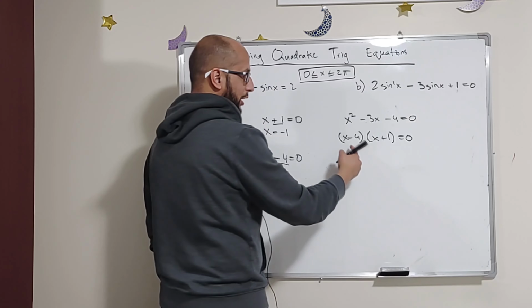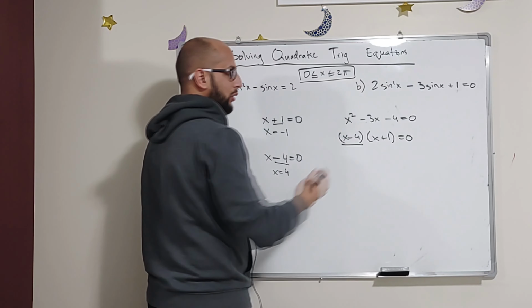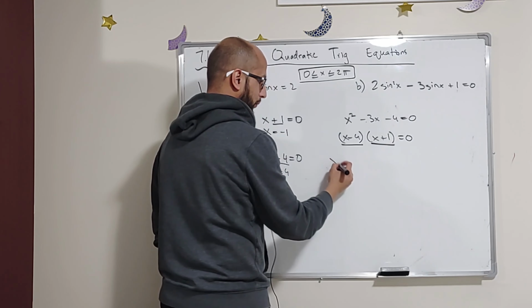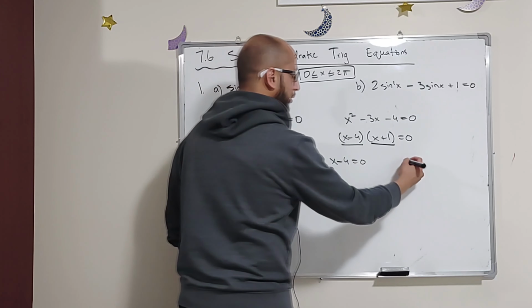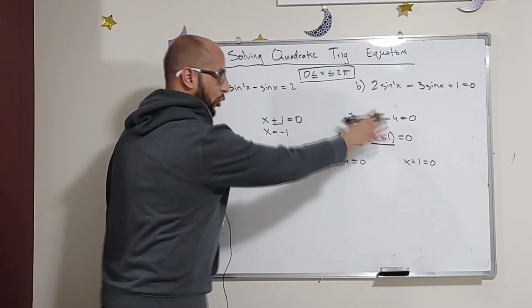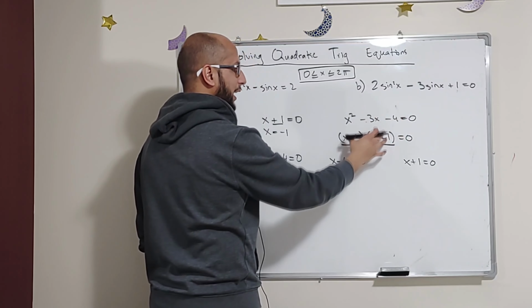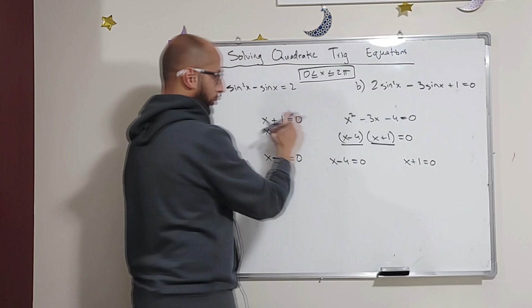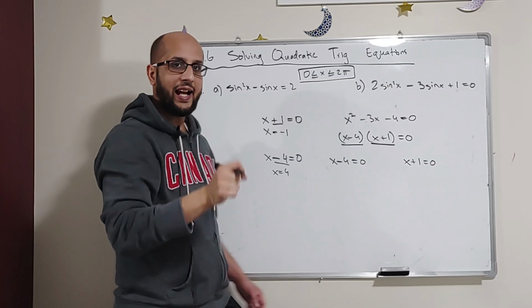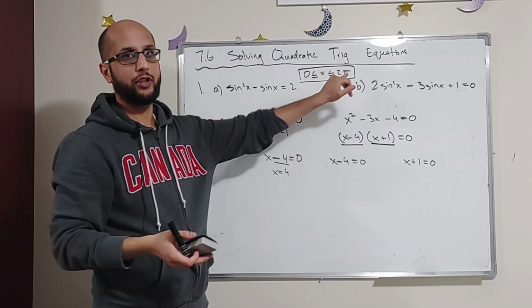And then our next step is to set each of these equal to 0 on their own. So we do x minus 4 equal to 0 and we do x plus 1 equal to 0. And the whole purpose of this process is to take the quadratic and simplify it down to doing purely linear equations. This is exactly what we're going to try to do when we're solving quadratic trig equations.